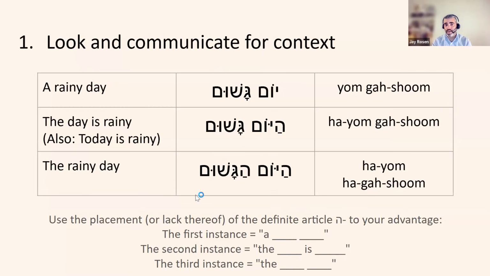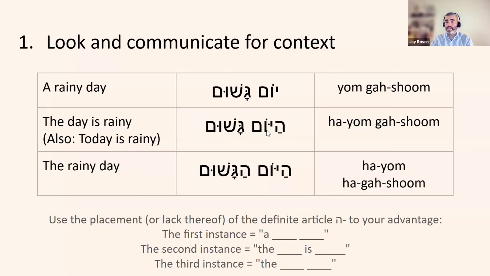Look at the bottom of the screen, by the way. I wrote this out and I'm going to write it out again in the next slide, right? The first instance that we saw here: blank, blank, a rainy day. The second instance, where the first word is modified by the article: ha yom gashum. The day is rainy. Again, there is no verb here that indicates "is." It is understood in the Hebrew and therefore translated into English as "is."